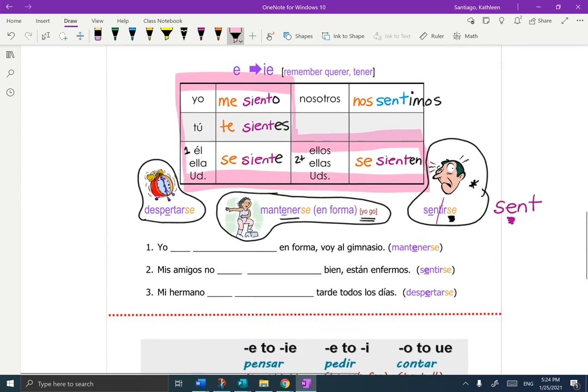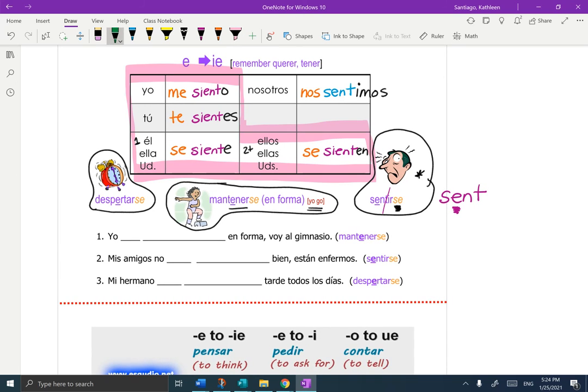Okay, let's again try to do a couple of these together. So let's look at the first one. Yo blank blank en forma voy al gimnasio. So mantenerse, I'm going to deal with the se first. Okay, se becomes me. Now this one's tricky because it's like tener. So it's going to be a yo-go verb. So this is actually going to be mantengo. I don't even have to stem change. I just have to remember, oh, that's a yo-go like tener. Mantengo, maintain. Yo me mantengo en forma. Voy al gimnasio.